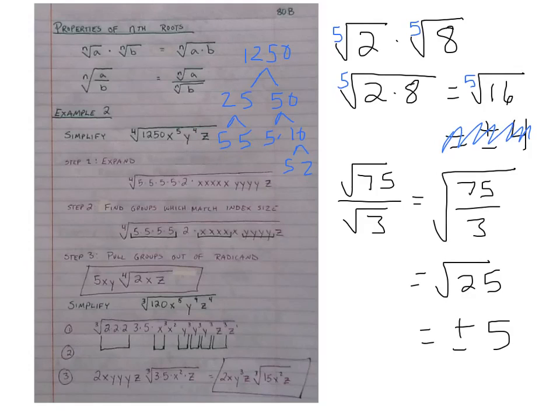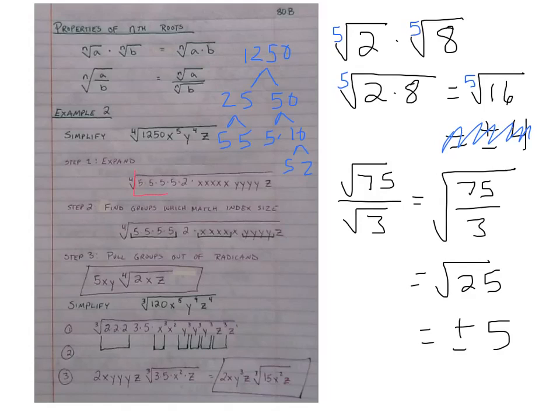You'll find that eventually we won't need to write out the expansion of the variables. I'll show you a shorter way to do it. But the expansion of the numbers is really useful. So in step 2, we find groups which match the index size. And since our index is 4, we're looking for groups of 4.